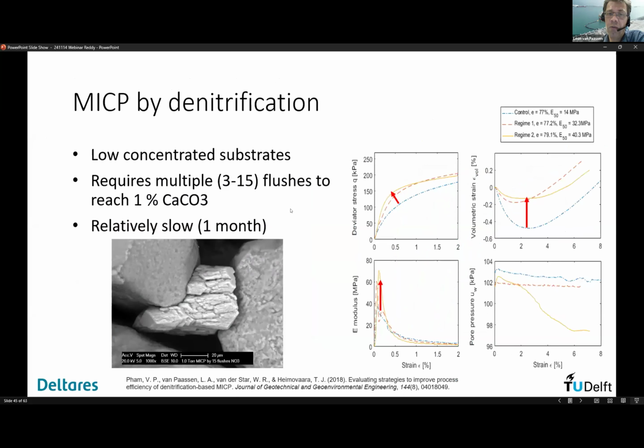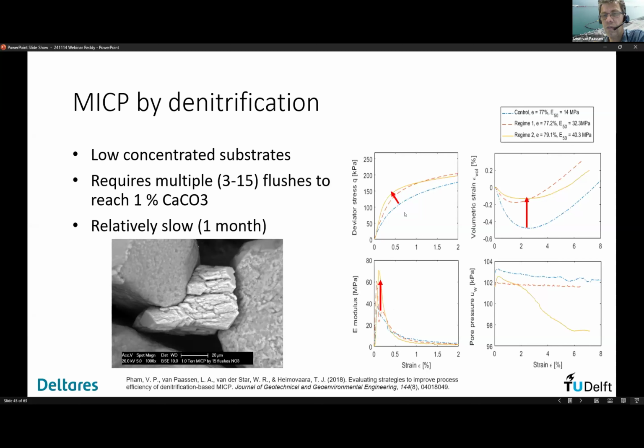Also, the reaction rate is a little bit slower. So to get this 1% required 1 month, whereas in the previous example, to get 10 to 20% calcium carbonate, you would only require 2 weeks or so. But still, we were able to cement it, and we could demonstrate a little bit of increase in stiffness and a little bit of increase in differential stress at small strains. So, for example, for liquefaction mitigation, this might just be sufficient. And the great advantage is that you don't produce the ammonium chloride, so you don't have to think about any remediation process to get it out of the ground again.